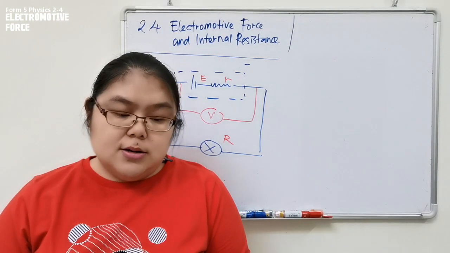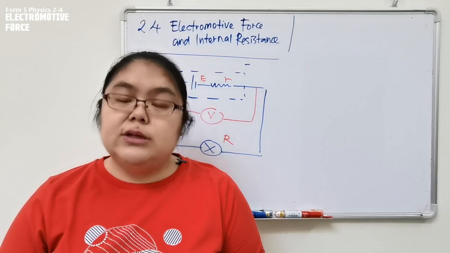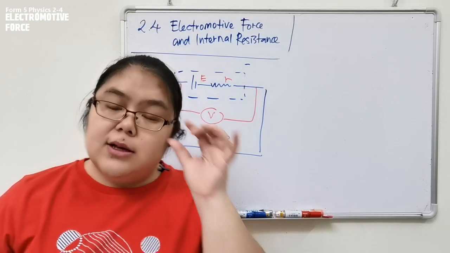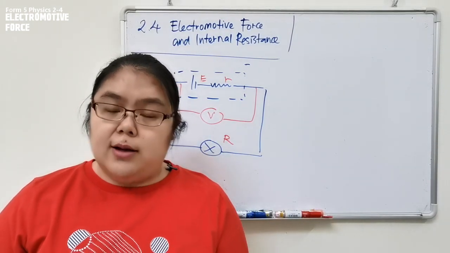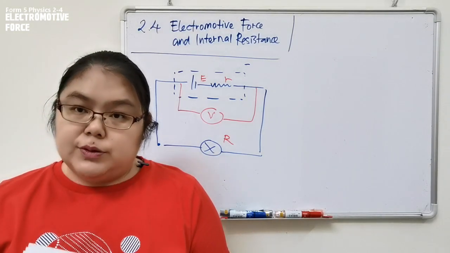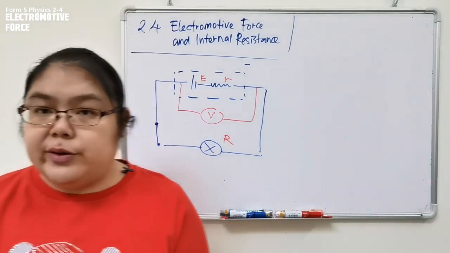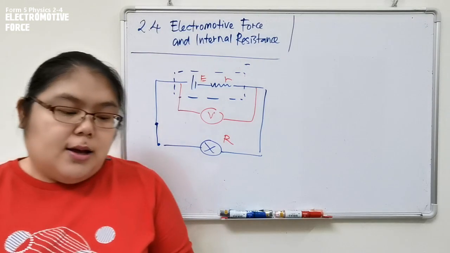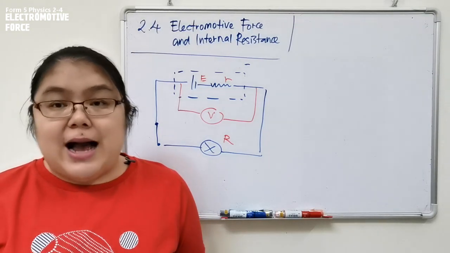Now we're going to see why the potential difference will drop. This is one of the questions they will ask. Why is the open circuit 1.5, and when I close the circuit, it becomes 1.3? Why does it drop? So it must be related to the internal resistance. Okay, let's go and see the answer.